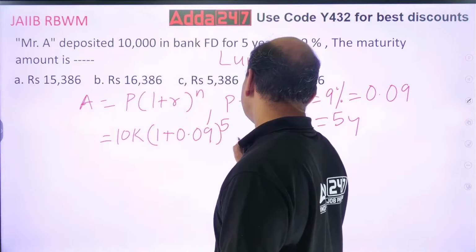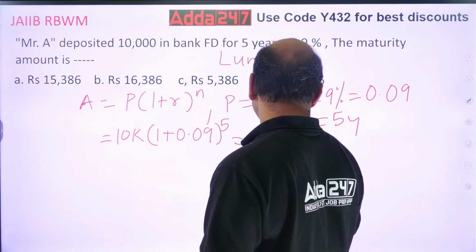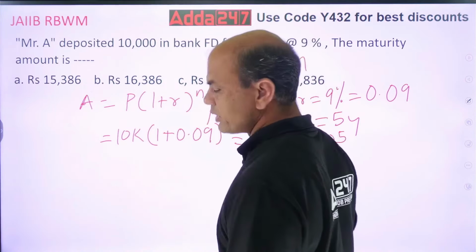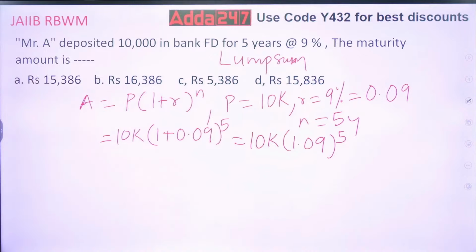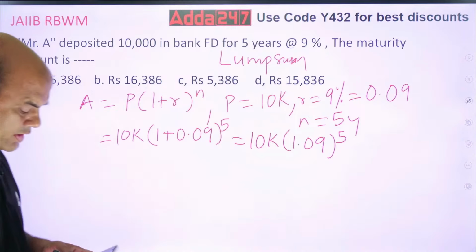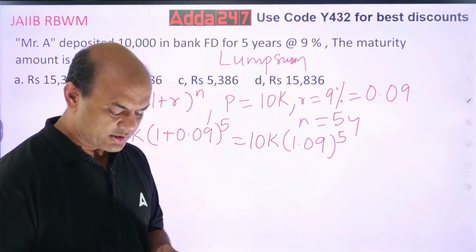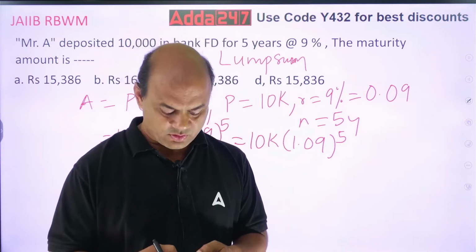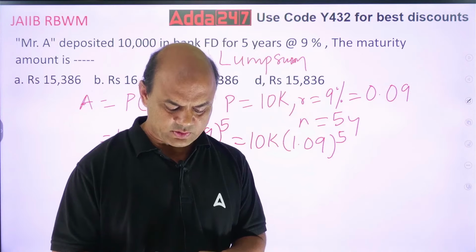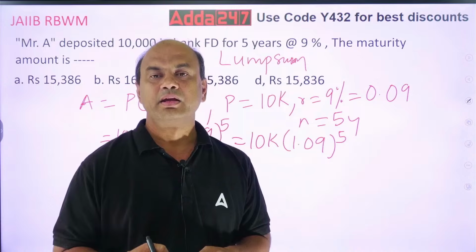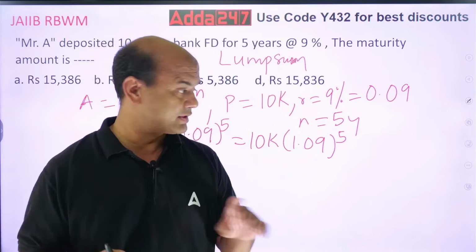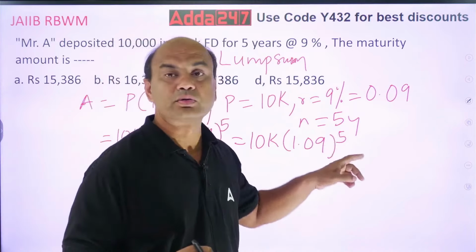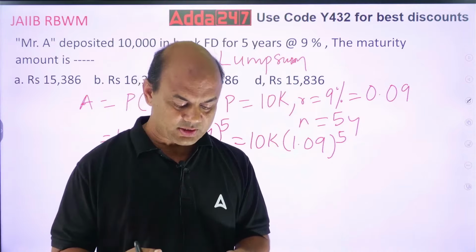So solve this: 10K into 1.09 raised to 5. How will you do it? Always type 1.09 on your normal calculator, then multiply, and then keep pressing equal to 4 times. Whatever power is required, press equal 1 less than that. So type 1.09, everyone, and do it along with me. Press multiply now, and go on pressing equal 4 times. See, 5 is asked, so press it 4 times. Pay attention. Do it, everyone.